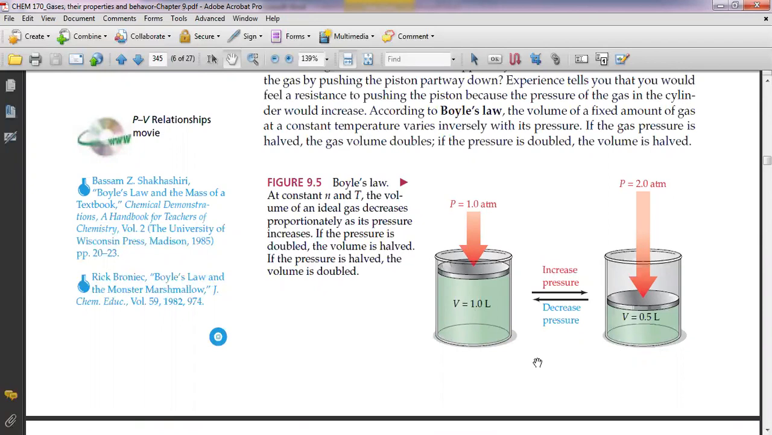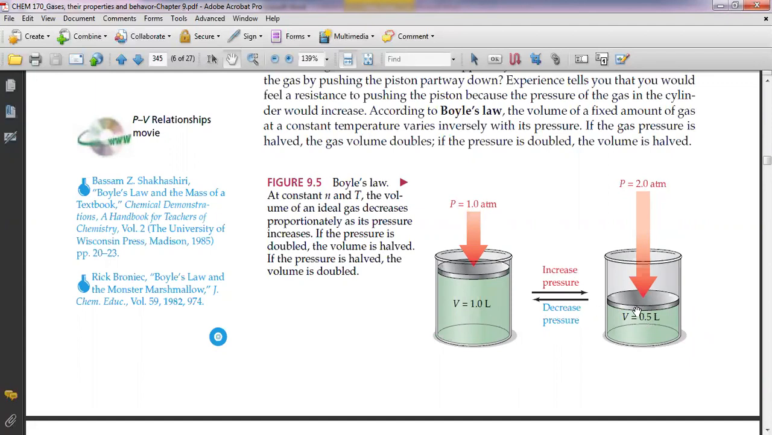How can you verify Boyle's law? Just look at this example. If the pressure is 1 atmosphere and the volume is 1 liter, so if you increase the pressure to 2 atmosphere, that means you are going to double the pressure and the volume becomes half. That means half of the 1 liter, which is equal to 0.5 liter.